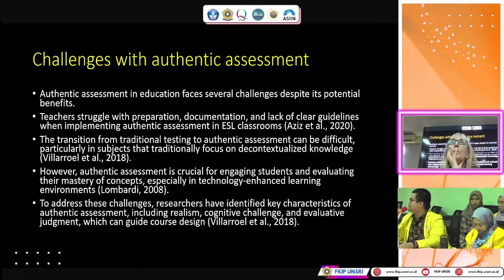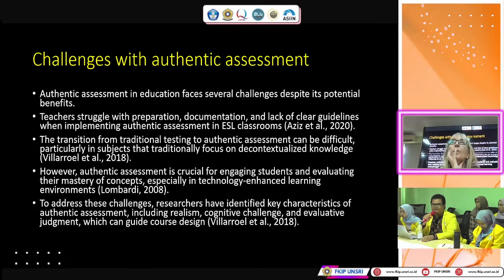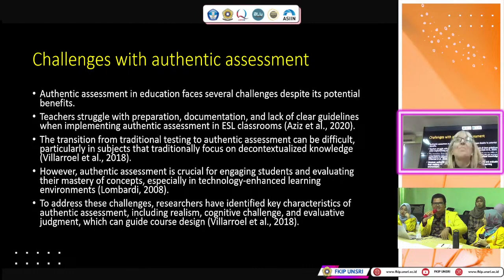So authentic assessment is better for the learner because I think authentic assessment can interest the learner in learning, because the material in learning is near to the context of real life. So I think it's better and interests the student. So sorry for my bad language.